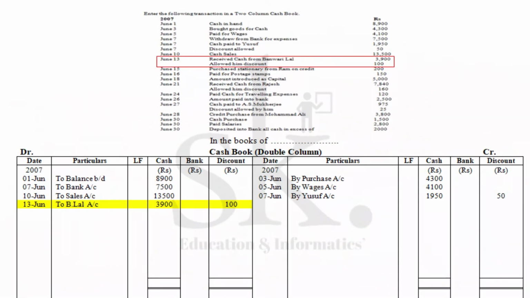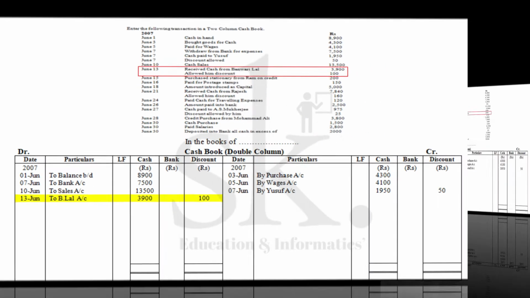On 13th of June, received cash from Mr. Lal and allowed him discount of rupees 100. The total amount of cash received is 3,900. So journal entry is cash account debit 3,900, discount account debit 100 to Mr. Lal account 4,000 rupees. Therefore, on the debit side of the cash book, to Lal account, and in cash column 3,900, in the discount column 100 rupees.